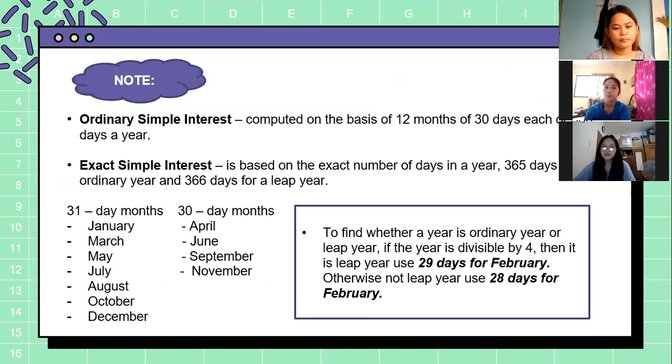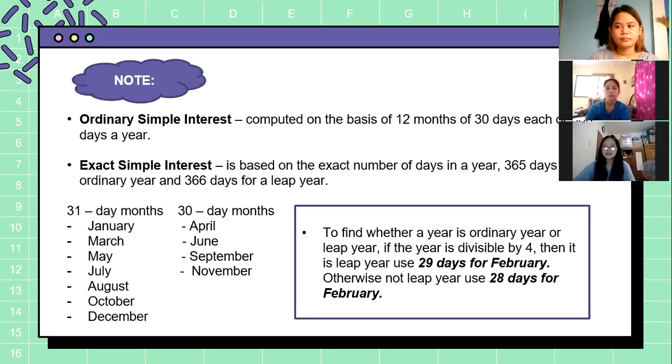There are two types of simple interest. First is the ordinary simple interest, computed on a basis of 12 months of 30 days each, and 360 days. Dito, hindi na ina-account yung exact days ng bawat month. For example, January, we all know naman na ang January ay may 31 days. Pero dito, bawat month ay equivalent to 30 days. Same sa isang year, meron siyang 360 days.